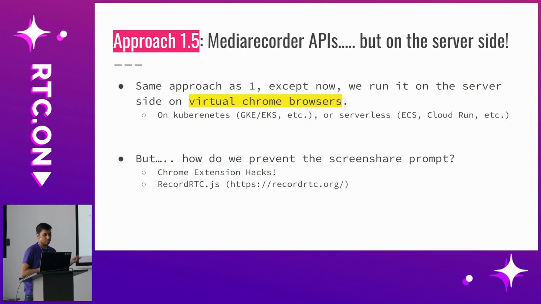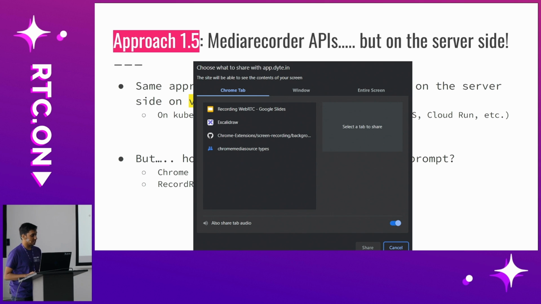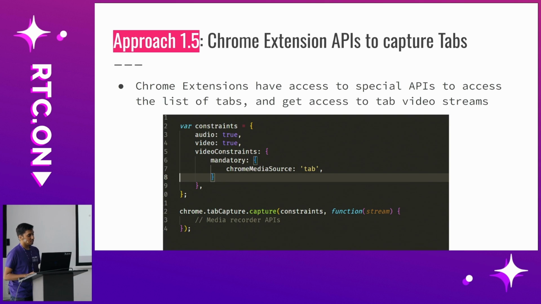But there was one thing we had to handle. I talked about that screen share prompt that shows up when you record the screen. We actually had to use a hack to get around that. Chrome extensions have access to a special API where you can directly access the stream from the tab, so you don't need to show that prompt. Since in this use case we are running our own browser on the server, we can pre-install this Chrome extension on the browser and use these APIs.